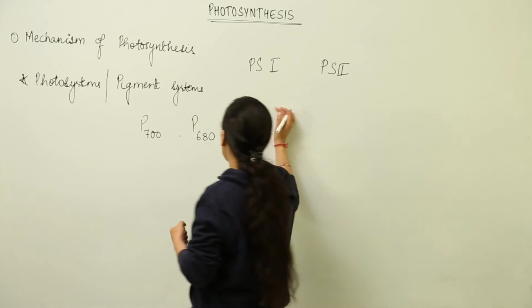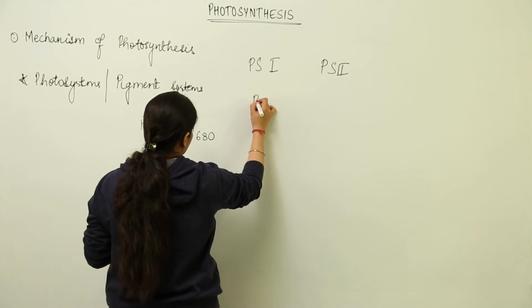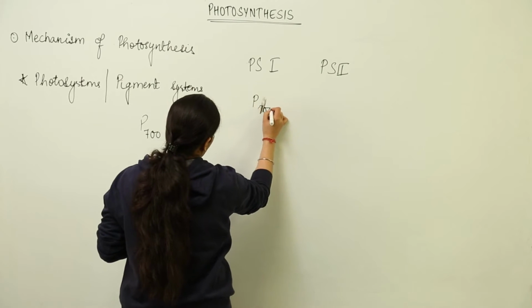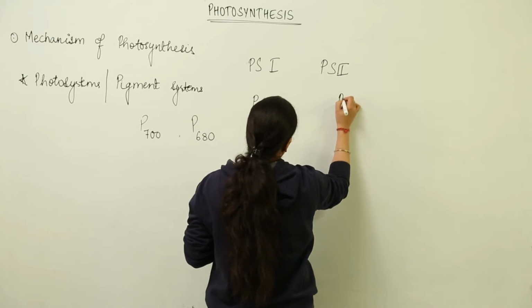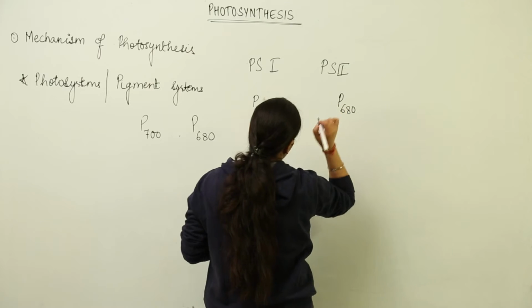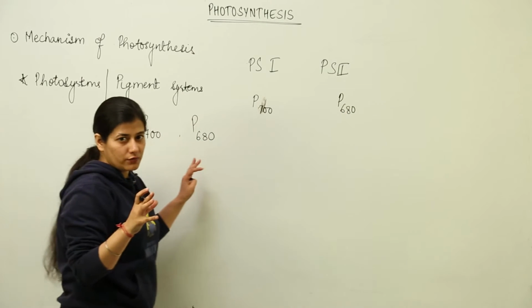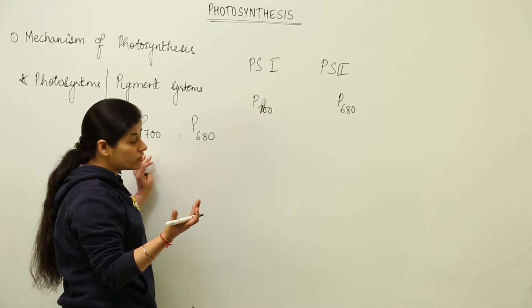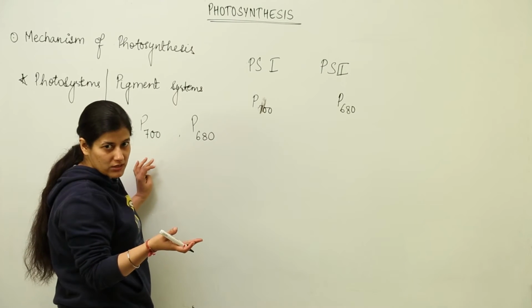PS1 has the reaction center that is P700, and PS2 has the reaction center that is P680. Now you remember what the purpose of the reaction center was? It was for excitation of the electrons, and it had accessory pigments along with it.